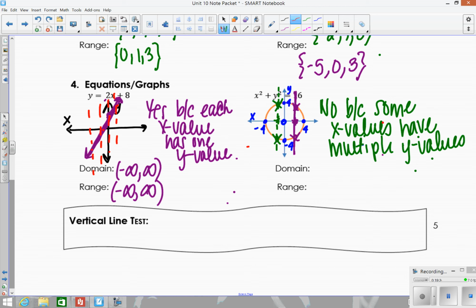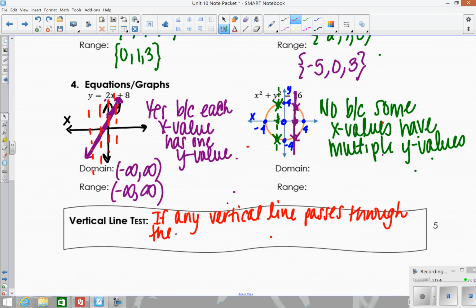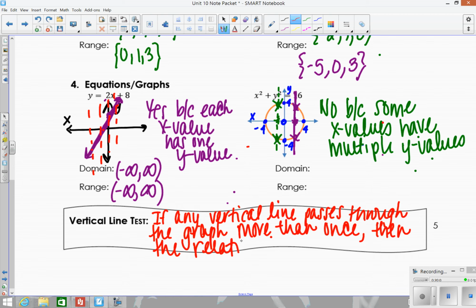So let's go ahead and write that. If any vertical line, so if I can just find one vertical line, passes through the graph more than once, then the relation is not a function.